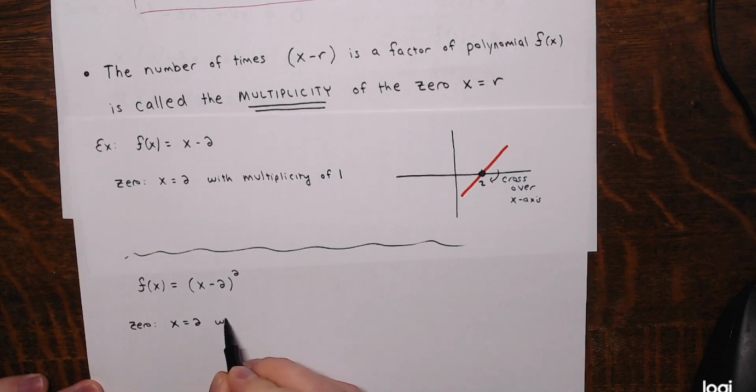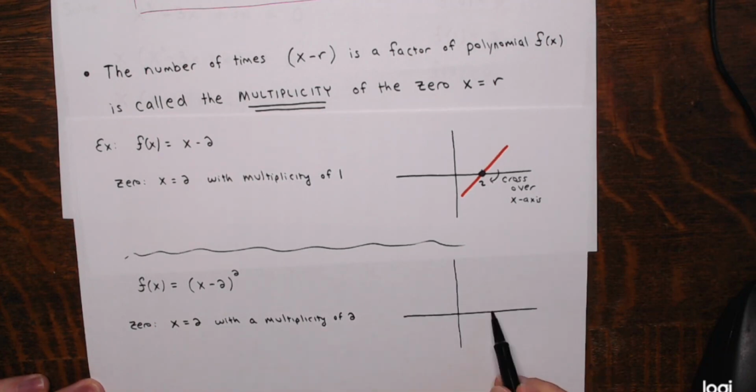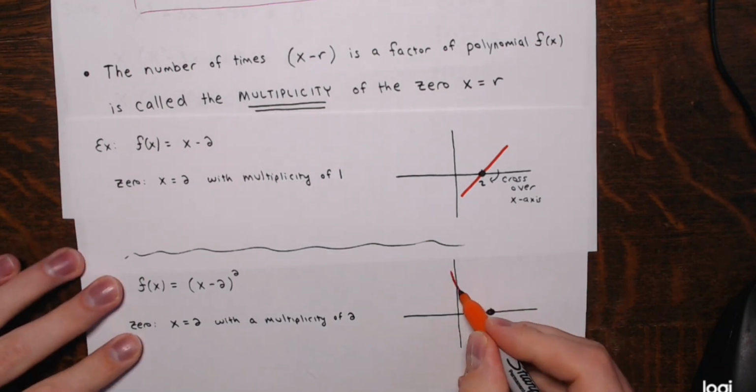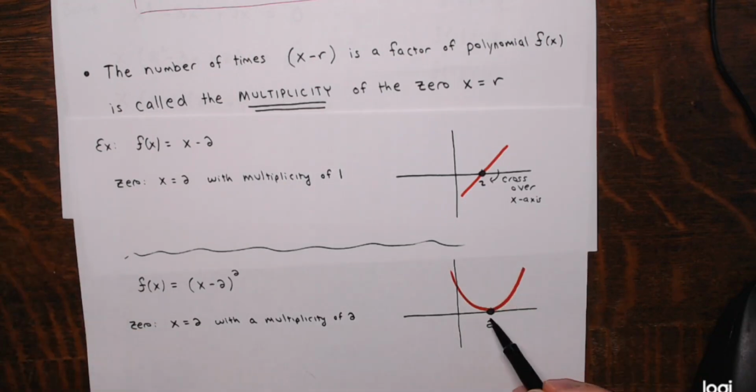But this time we would say that x equals 2 has a multiplicity of 2, because now there are two factors of x minus 2. And we're going to see in a second that the graph of this looks like this. It still has 2, 0, right? 2 is still a 0, but now the graph is going to be this parabola where 2, 0 is the vertex, and you see what's going to happen is the graph will come down, touch the x-axis, but not cross over. It's going to bounce off. Right? So I'll say here, the graph bounces off the x-axis at x equals 2.